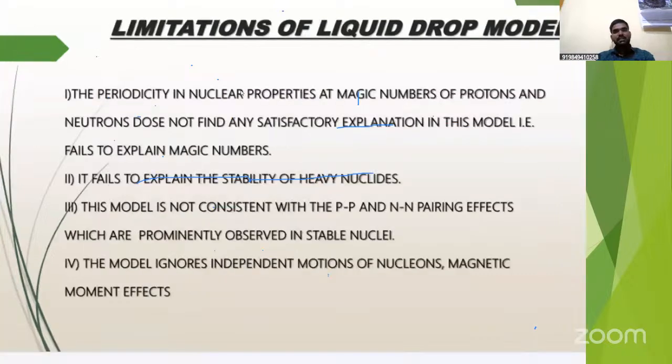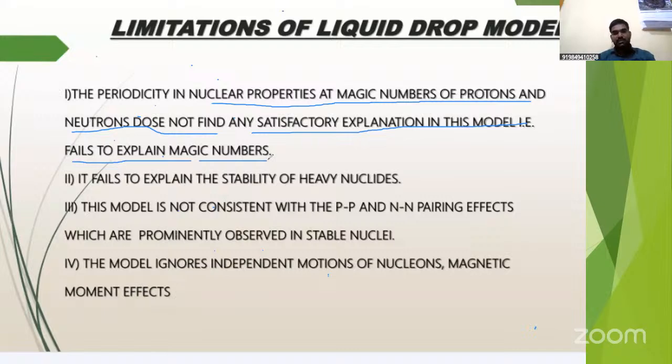So let us see the limitations of the liquid drop model. What are the drawbacks of this liquid drop model? Periodicity in nuclear properties at magic numbers of protons and neutrons does not find any satisfactory explanation in this model. That is, it fails to explain magic numbers.